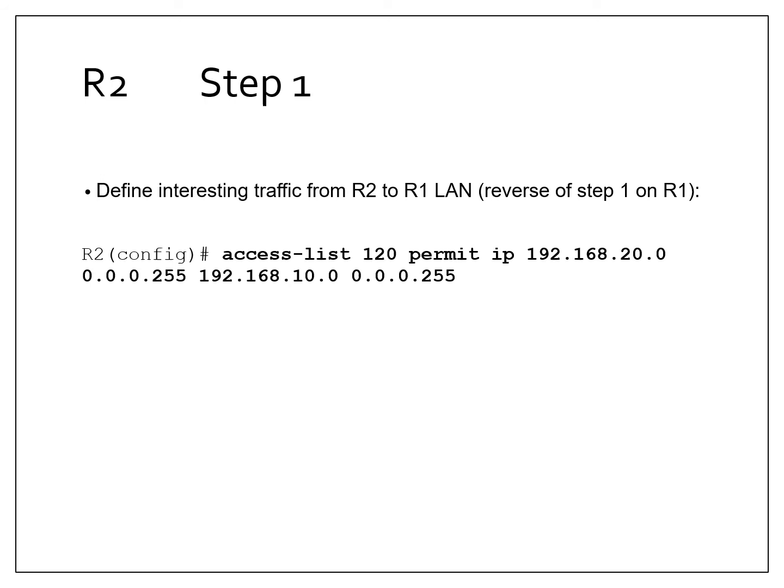Then on router 2 at site B, we need to configure things in exactly the same way, but obviously the addresses are going to be reversed. So with step 1, we want to define the interesting traffic from the router 2 local area network to the router 1 LAN. So it's the reverse of step 1 on router 1. We say access-list, we use 120 again, permit ip 192.168.20.0, and that's the router 2 LAN, wildcard mask again, then 192.168.10.0, which is the router 1 LAN network address, and wildcard mask again.